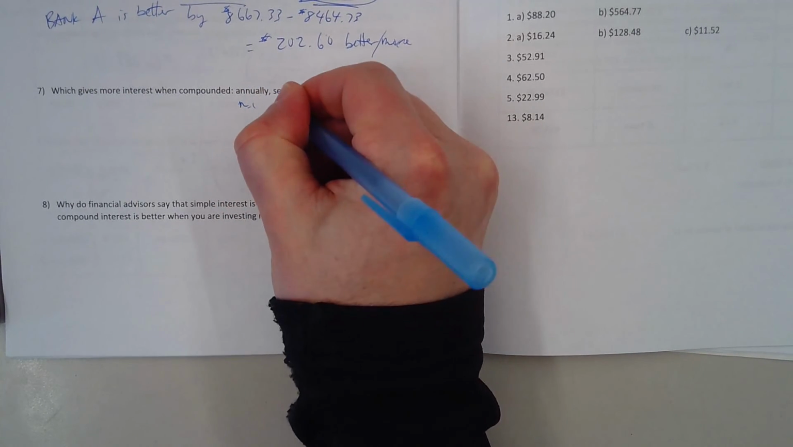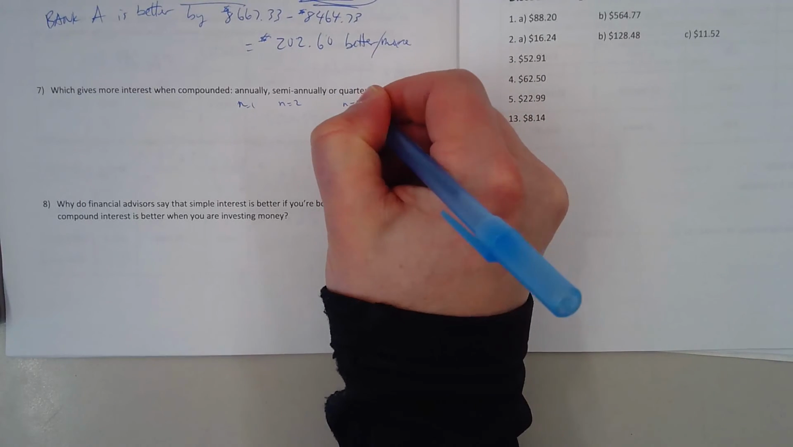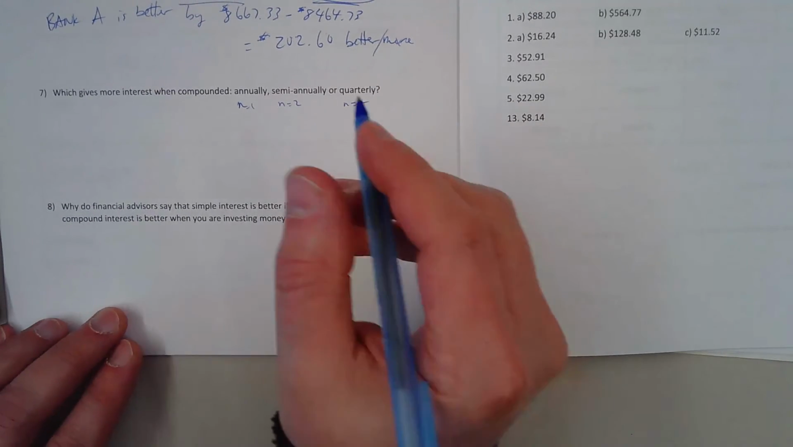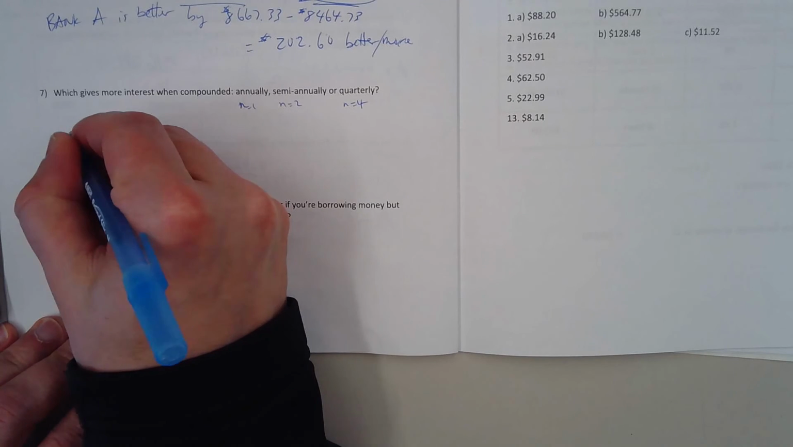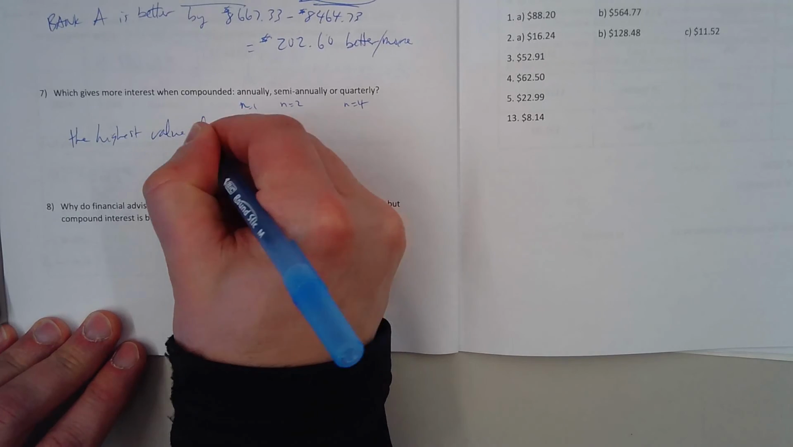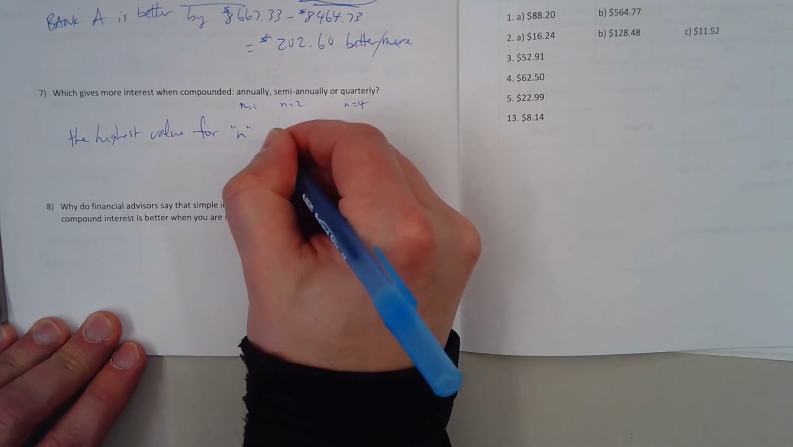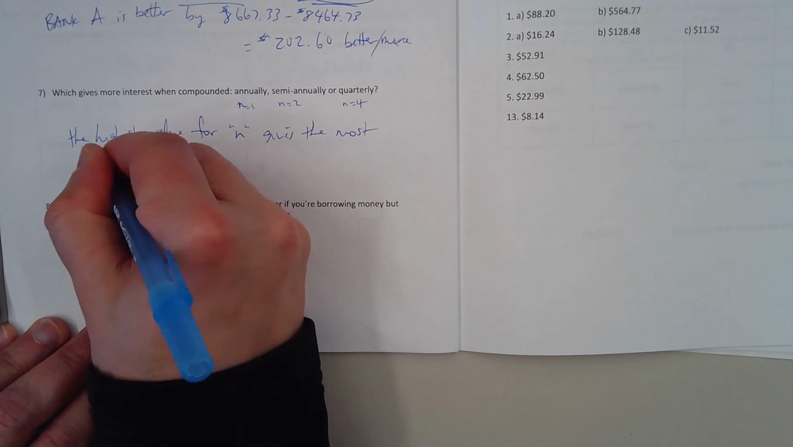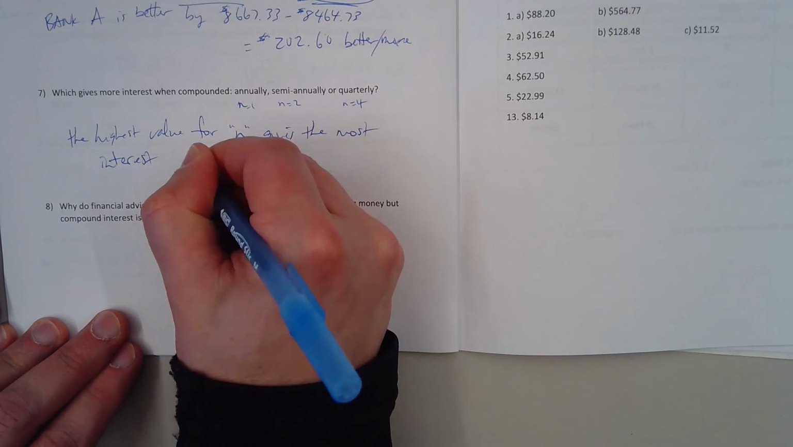Okay? So the highest value for n gives the most interest. So in this question, quarterly.